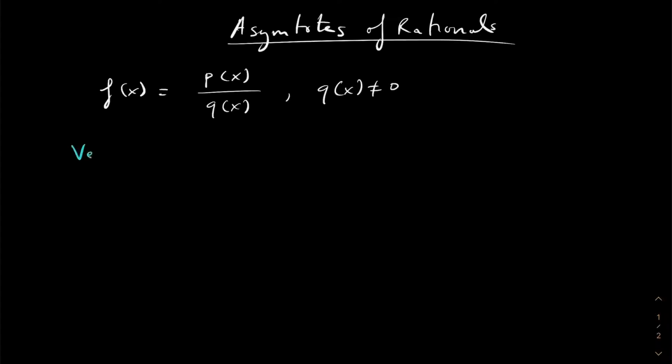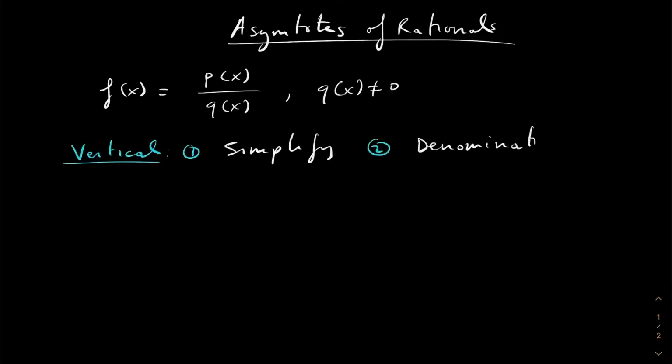So the first thing that we're going to talk about here is how to find vertical asymptotes. And you can do that in two steps. The first thing you should do is to simplify the rational function completely. And then the second thing you should do is locate the x where the denominator is equal to 0.